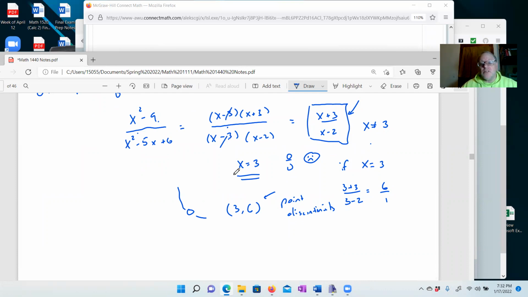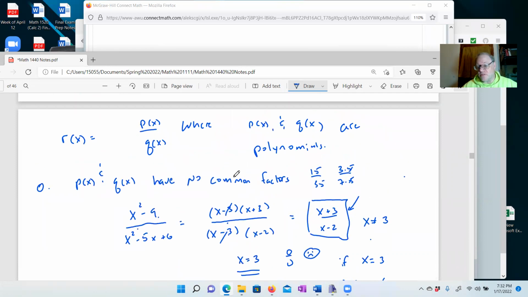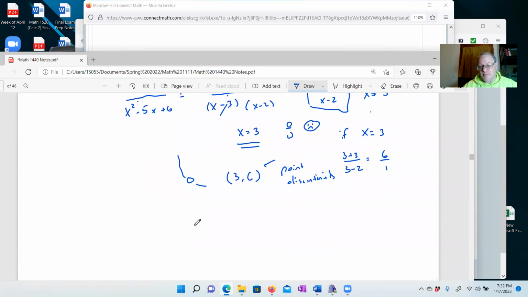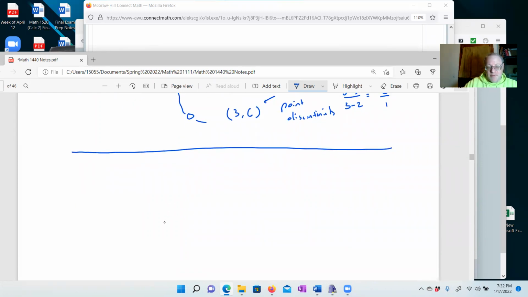So the first thing we're going to do is deal with anything that looks like a common factor so that we can point it out, treat it like a point discontinuity rather than something else. That's what we're going to deal with. Step 2, for our rational function, to graph this thing, is we are going to determine where, if any, there is a vertical asymptote.